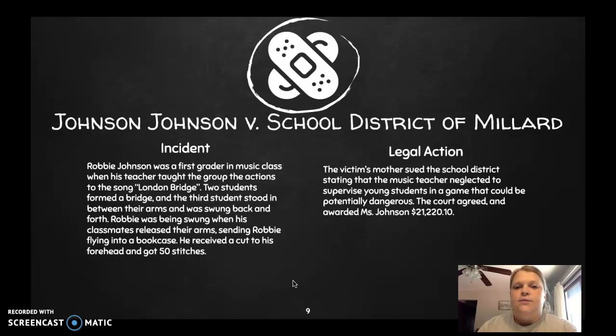Because there were some discrepancies between the stories, and because of the young age of the students, the court did rule in favor of the Johnson family, stating that the teacher was negligent in her watching of the students, and they awarded the family about $21,000 in damages. Again, as a district, active supervision is very important, especially for those little kids. It's necessary for all kids, but especially the little ones.